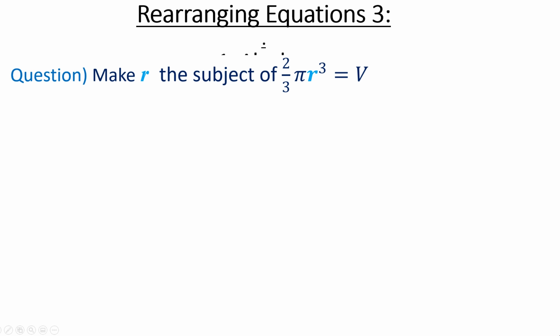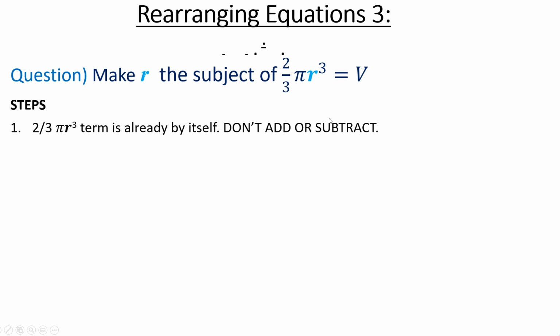We're going to be looking at making r the subject of 2/3 pi r cubed equals v. Now this example is a little bit different than the last ones because our r has an exponent, r to the power of 3, or r cubed. So we're just going to go through how we get rid of that pesky 3.